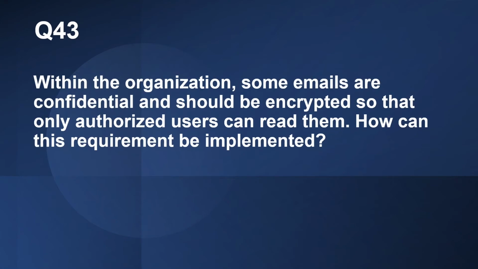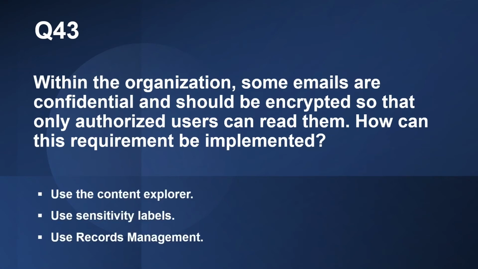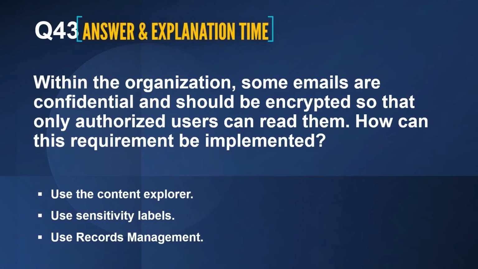Question number 43. Within the organization, some emails are confidential and should be encrypted so that only authorized users can read them. How can this requirement be implemented? The options are use Content Explorer, use sensitivity labels, use records management. The correct answer is use sensitivity labels. Sensitivity labels help ensure that emails can only be decrypted by users authorized by the label's encryption settings.